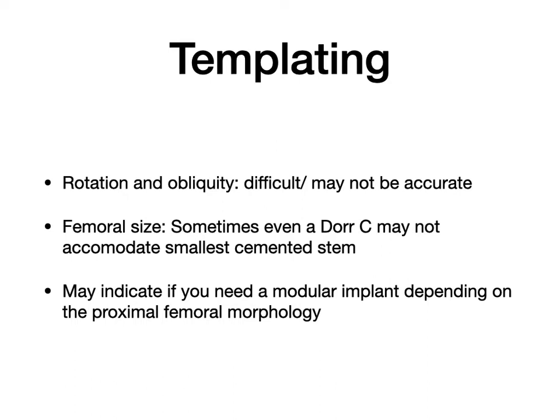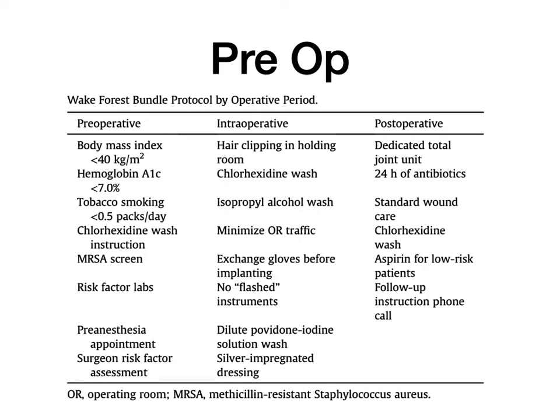They may also indicate that there are differences between the proximal and the distal femur, and there is altered proximal femoral morphology. In such cases, perhaps a modular implant may be important, and maybe should be kept ready for the case.